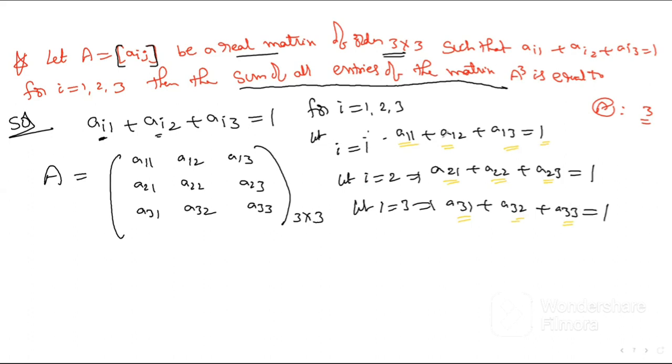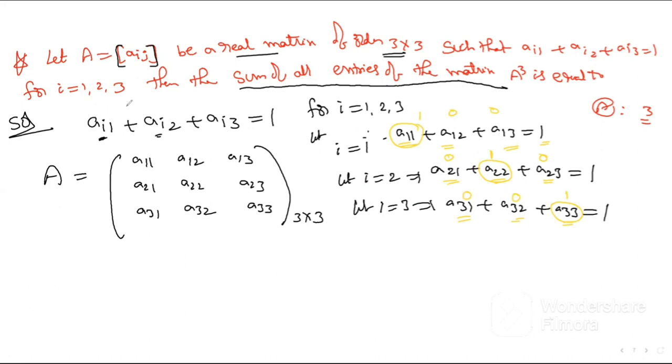Here, the only possible condition: a11, let us take 1 now. Here 0, 0. 1 plus 0 plus 0 is 1. Here a22, let us take 1 now. Here 0, 0. 0 plus 1 plus 0 is 0... a33, we should take 1 now. Remaining 0, 0. Okay, here the principal diagonal elements we should take as ones.